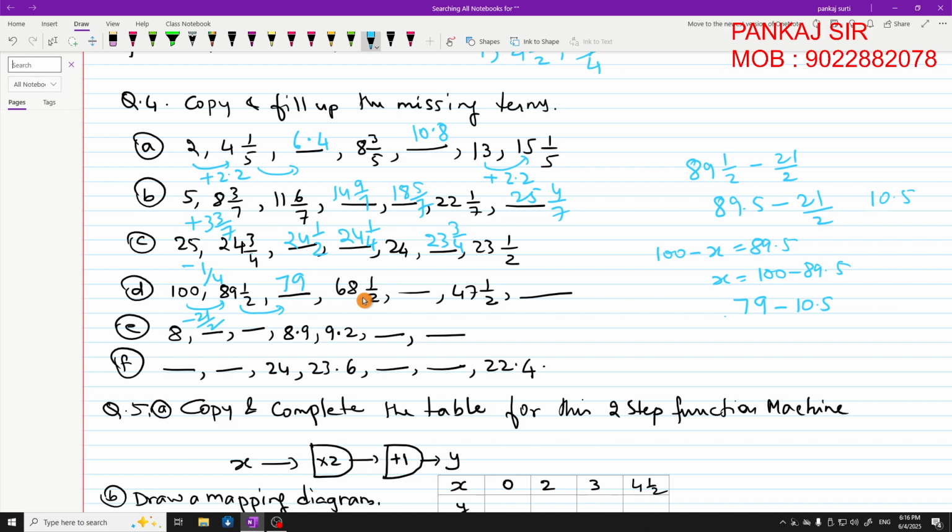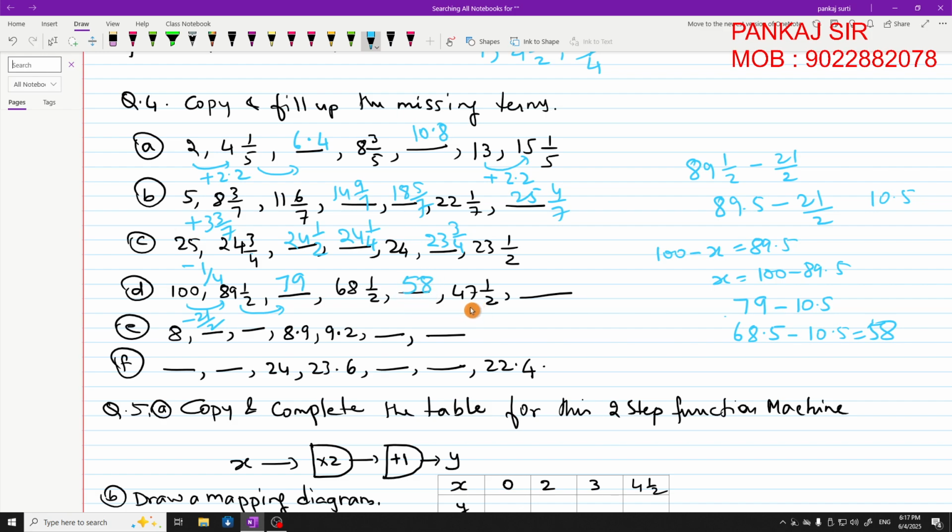So from 79, if I subtract 10.5, let us see whether we are getting 68 and a half. So let me do that. 79 minus 10.5, and getting 137 upon 2, which is nothing but 68.5. And 68.5 is nothing but 68 and a half. So I'm getting this right. Now this I want. So 68 and a half means 68.5 minus 21 upon 2, 10.5 will give me this. So let me do that. Minus another 10.5 will give me 58. So I'm getting 58 over here.